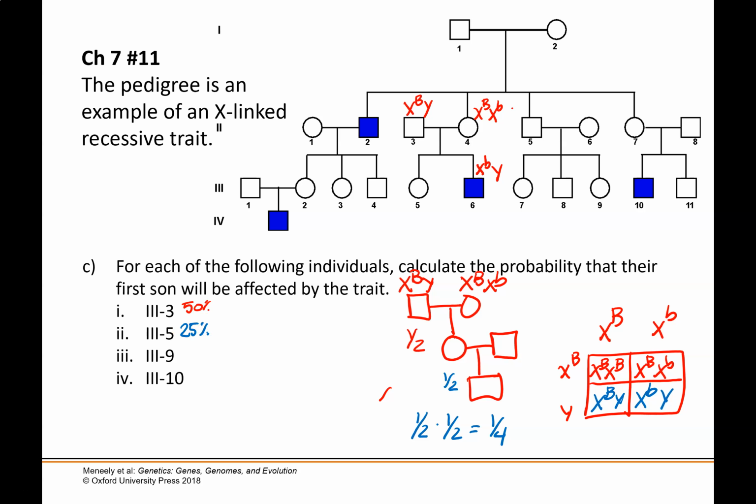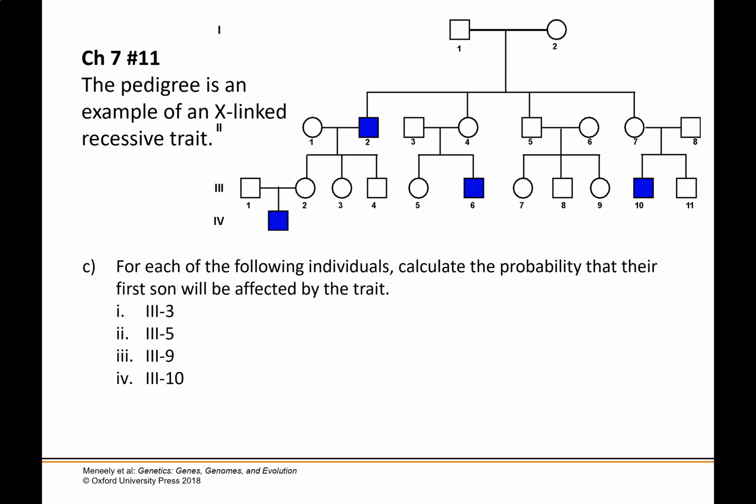Now, let's look over here at individual 3-9. That's this one. Neither of the parents are affected. So it's pretty safe to say that she does not have the allele. And as long as she doesn't marry somebody who's affected, their son is probably not going to be affected. So there's really about a 0% chance that their son would be affected by this disease. Even if dad was affected, a son would not be affected because he's not passing on his traits to his son. All right, so last one, individual 10.